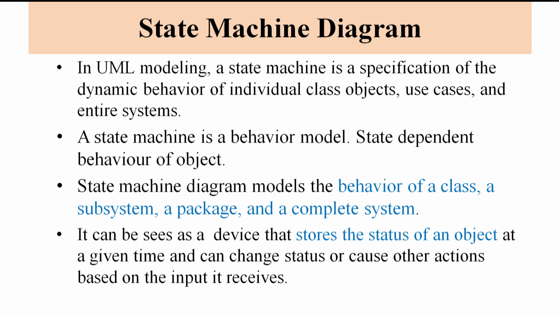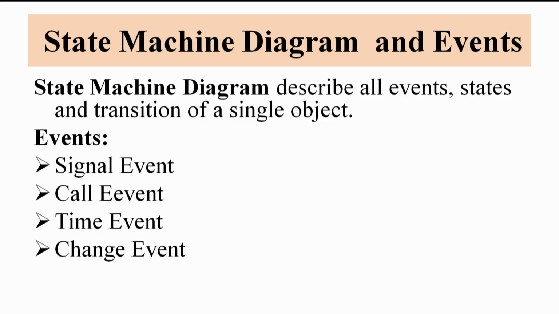So a state diagram basically shows the transition of the state. It means that you are moving from one state to another state, and the cause of that movement is a certain kind of event. Now let us talk a little bit about events. A state machine diagram describes all the events, states and transitions of a single object.